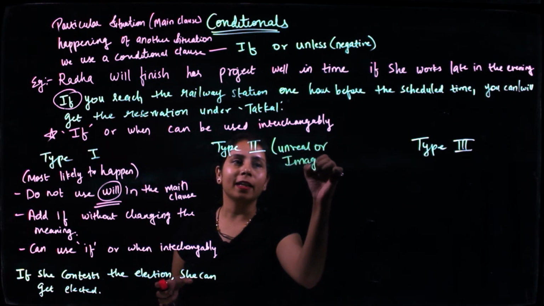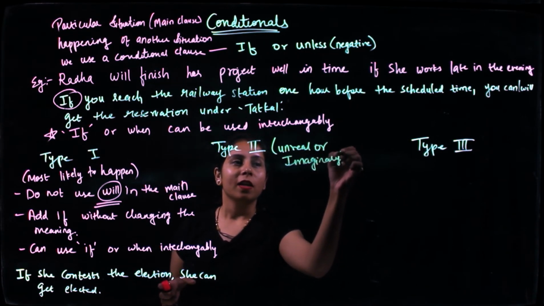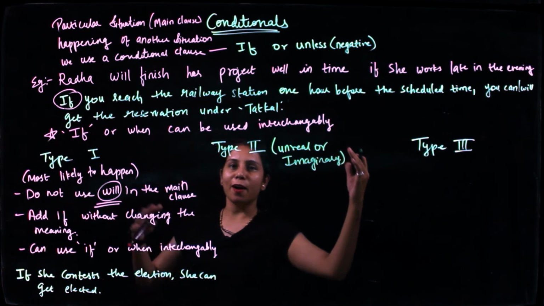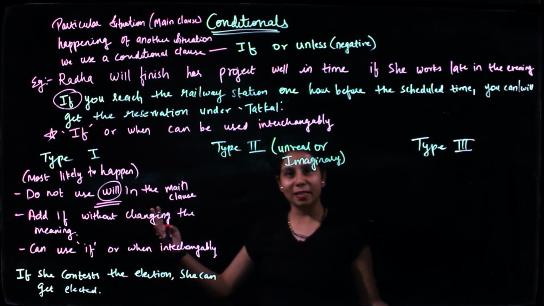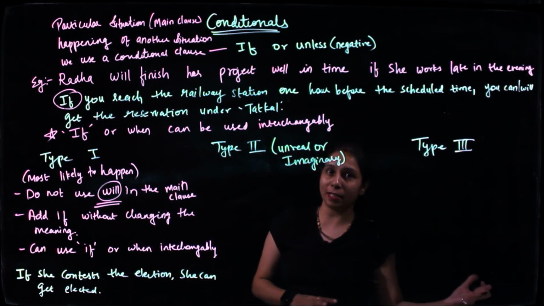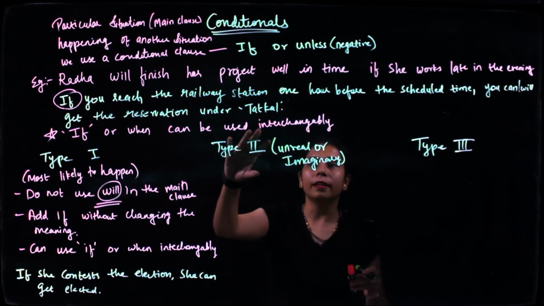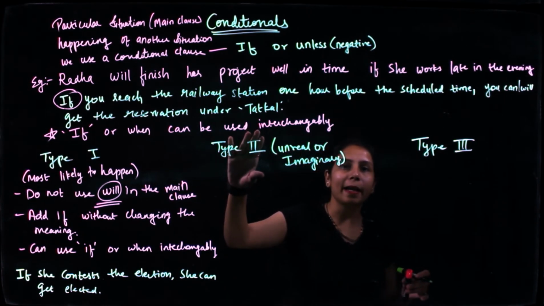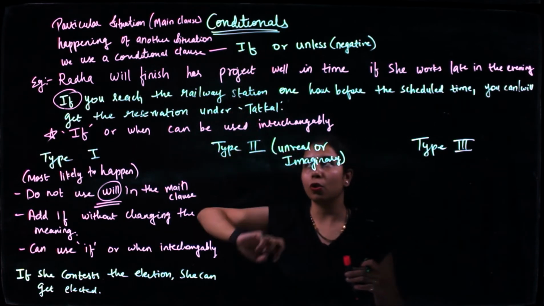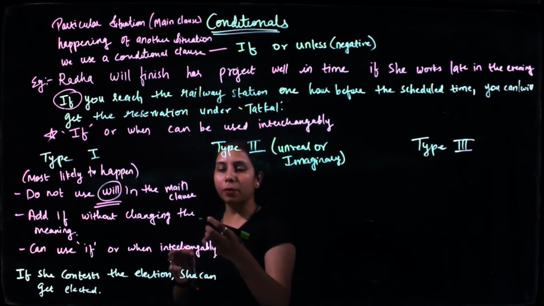When you are creating imaginary situations, if I would become a billionaire, I would do this. If I become a president of the country, if I become a prime minister of a particular country. So this is unreal or imaginary. Then you need to make sentences in type 2 format, conditionals. Okay. Now I would give example of it directly.